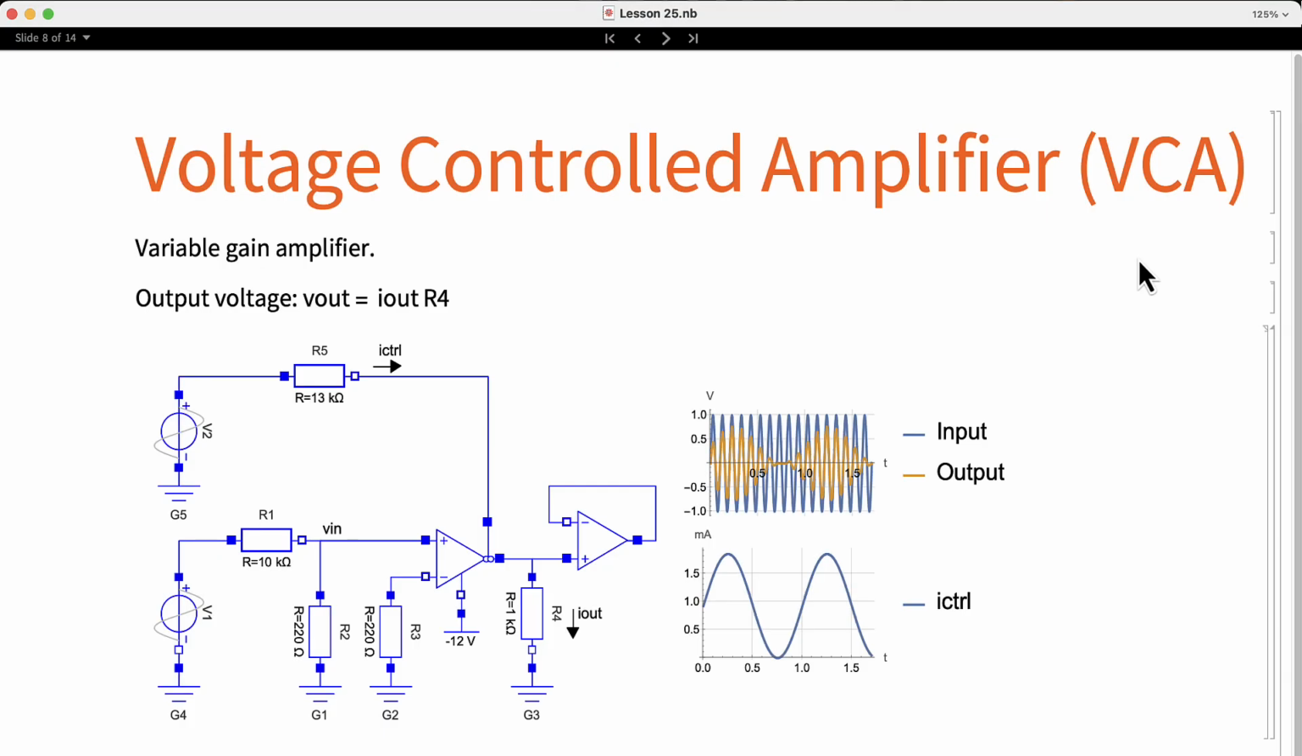The first example is a voltage control amplifier. In this case, we want an amplifier where we can modify the gain using an external voltage. This can be, for example, a volume control. In the diagram, we can see the circuit using an OTA.